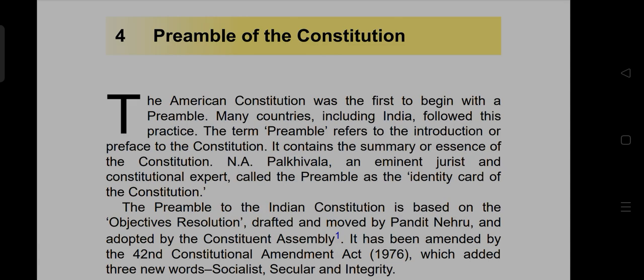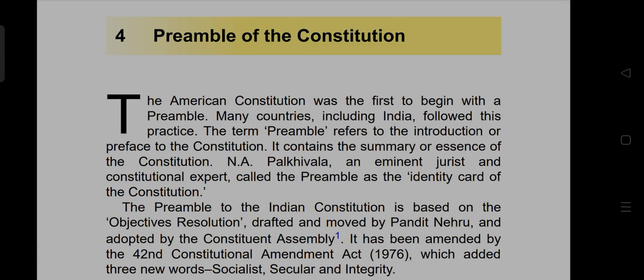The American Constitution was the first to begin with a preamble. Many countries, including India, followed this practice. The term preamble refers to the introduction or the preface of the Constitution. It contains the summary or essence of the Constitution. N.A. Palkhivala, an eminent jurist and constitutional expert, called the preamble the identity card of the Constitution.